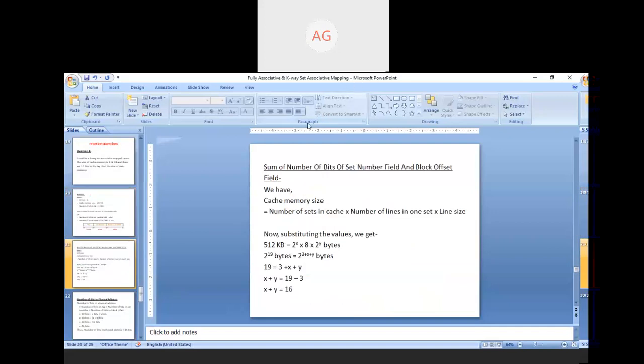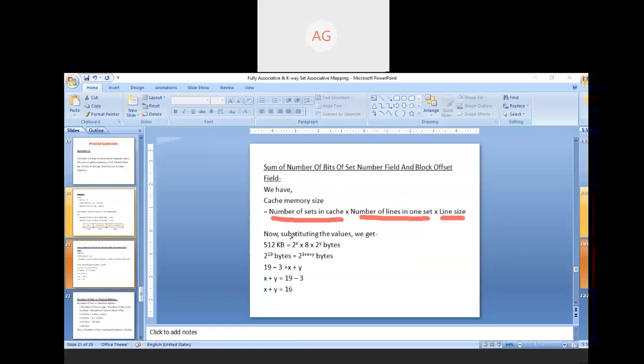Now the sum of the number of bits of the set number field and the block offset field. So the cache memory size we can find out by using this formula: number of sets in the cache times number of lines in one set times line size. This is the formula for finding the cache memory size in the case of k-way set associative mapping.